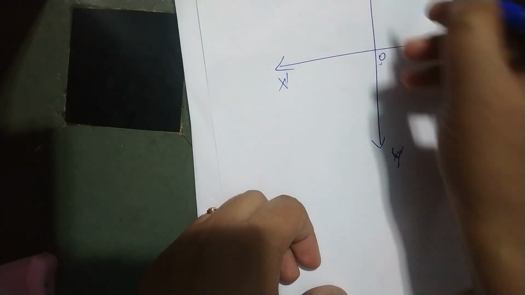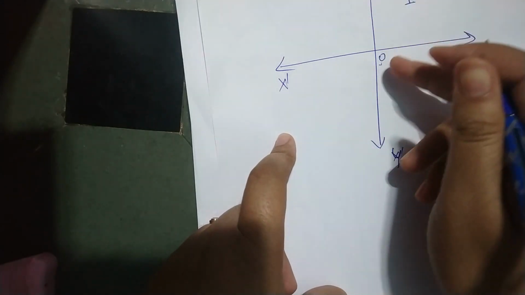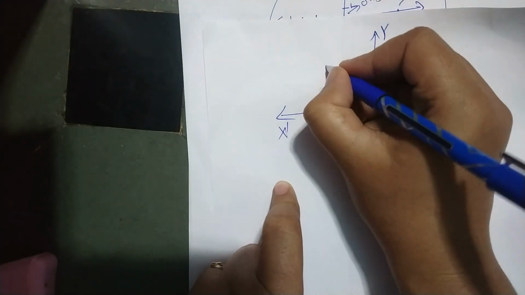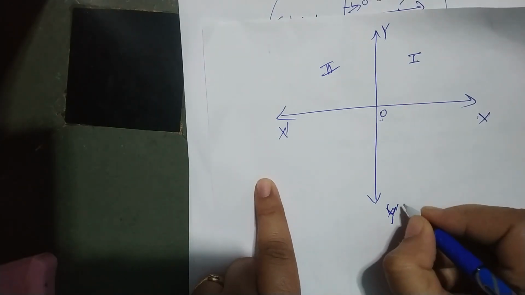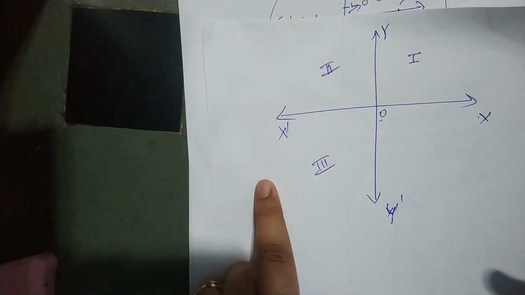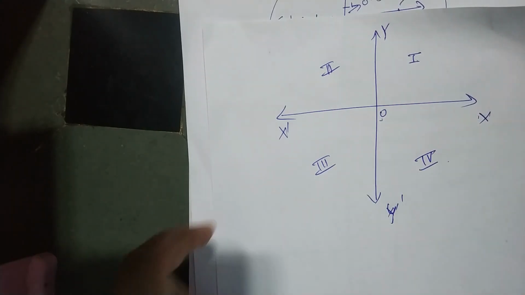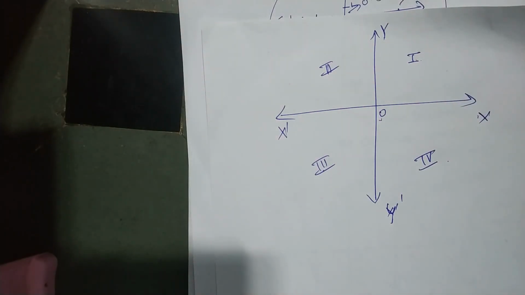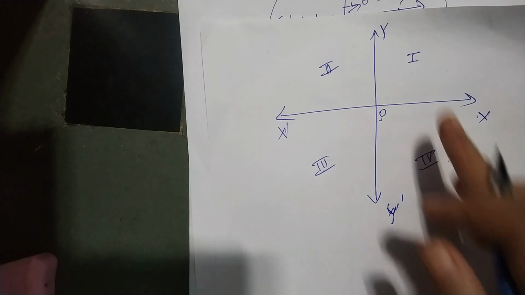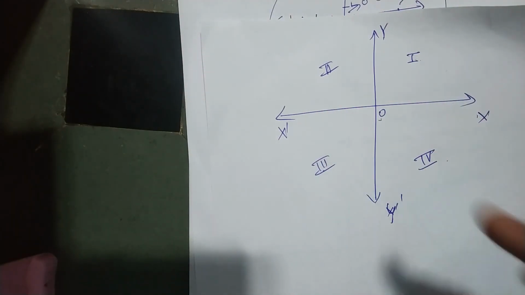The portion XOY is called the first quadrant. The portion YOX' is called the second quadrant. The portion X'OY' is called the third quadrant. The portion XOY' is called the fourth quadrant. So these are the first quadrant, second quadrant, third quadrant and fourth quadrant. What are the signs associated with the first quadrant? What are the signs associated with the second quadrant, third quadrant and fourth quadrant?